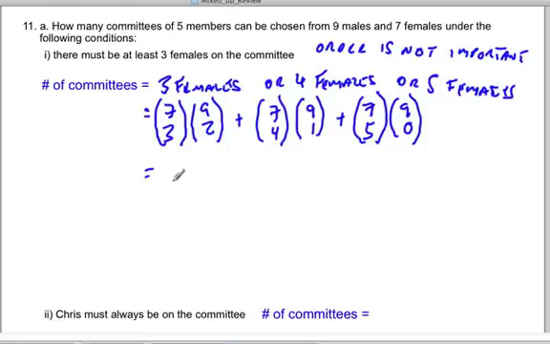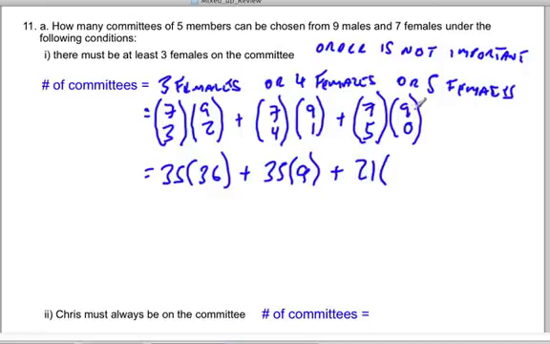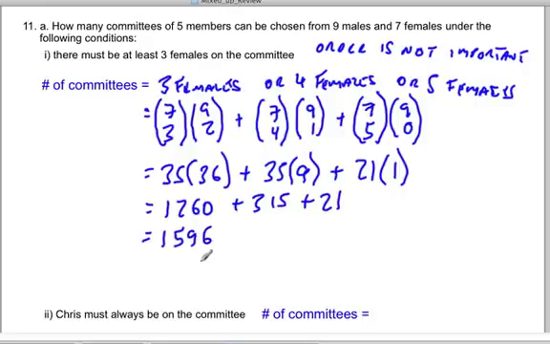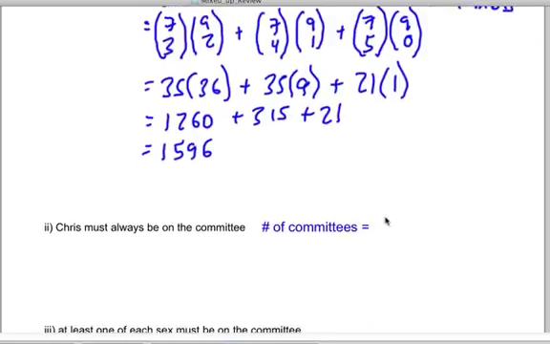So combination of 7 choose 3 is 35 times 9 choose 2 is 36, plus 7 choose 4 is 35 times 9 choose 1 is 9, plus 7 choose 5 is 21 and 9 choose 0 is 1. And this works out to be 1260 plus 315 plus 21, and that's equal to 1,596 different committees you could form using 3, 4, or 5 females.